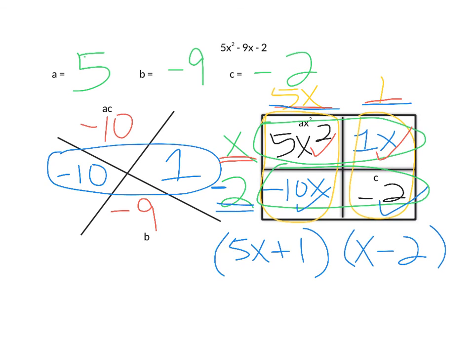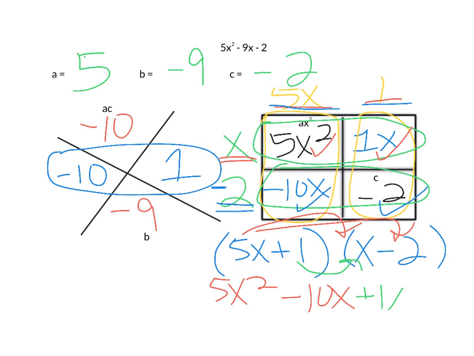Now if I use my double distributive property to multiply that out to check it, 5x times x is 5x squared. 5x times negative 2 is negative 10x. 1 times x is plus 1x. 1 times negative 2 is negative 2. Combining my like terms in the middle, negative 10x and 1x, give me the negative 9x. So it does simplify to 5x squared minus 9x minus 2.